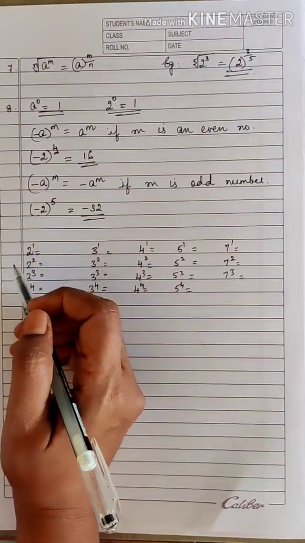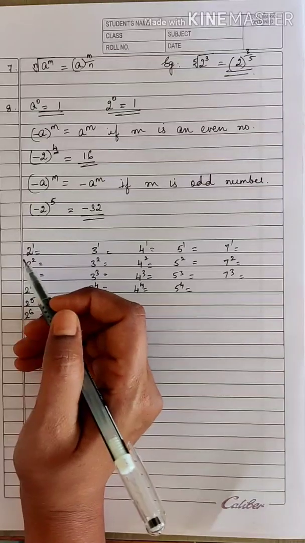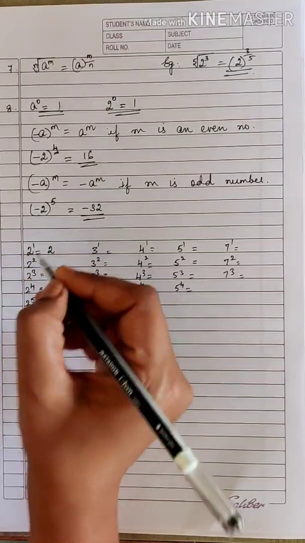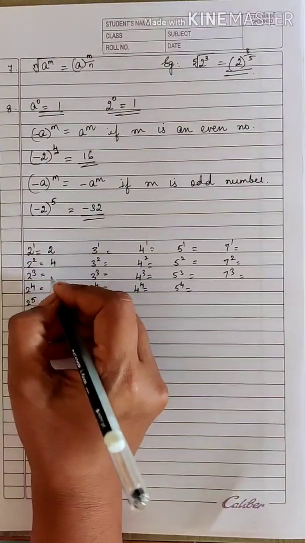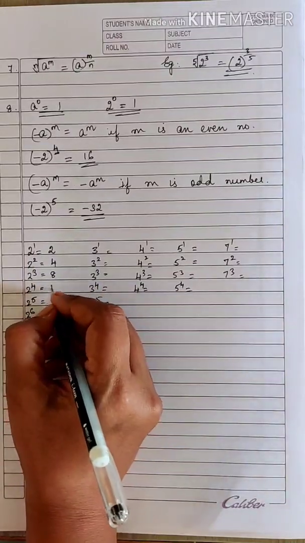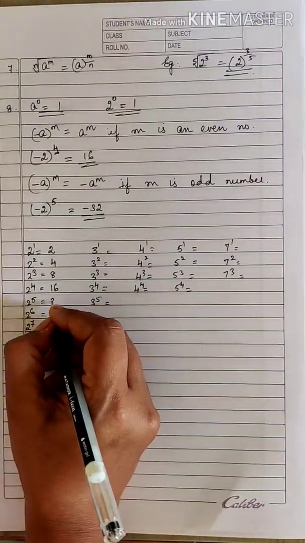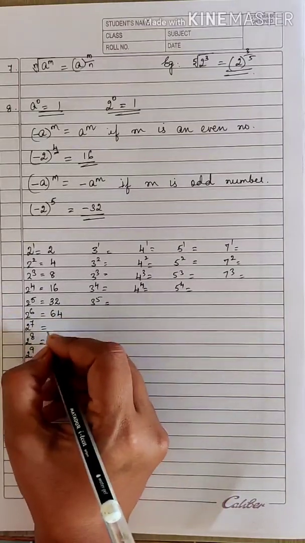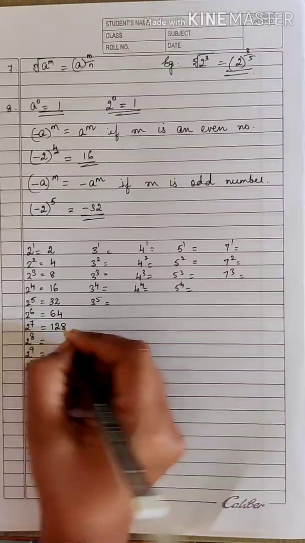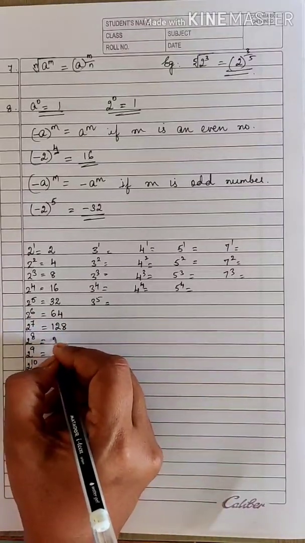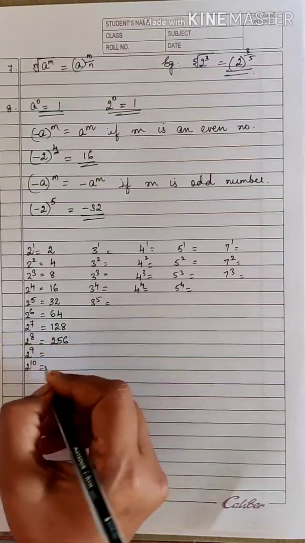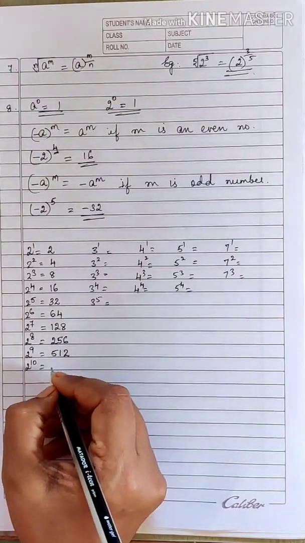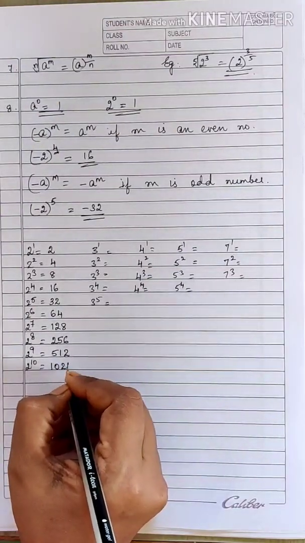Now before you proceed to solve the sums, you should know a few things, children. 2 to the power of 1 is equal to 2, 2 square is 4, 2 cube is 8, 2 to the power of 4 is 16, 2 to the power of 5 is 32, 2 to the power of 6 is 64, 2 to the power of 7 is 128, 2 to the power of 8 is 256, 2 to the power of 9 is 512, and 2 to the power of 10 is 1024.